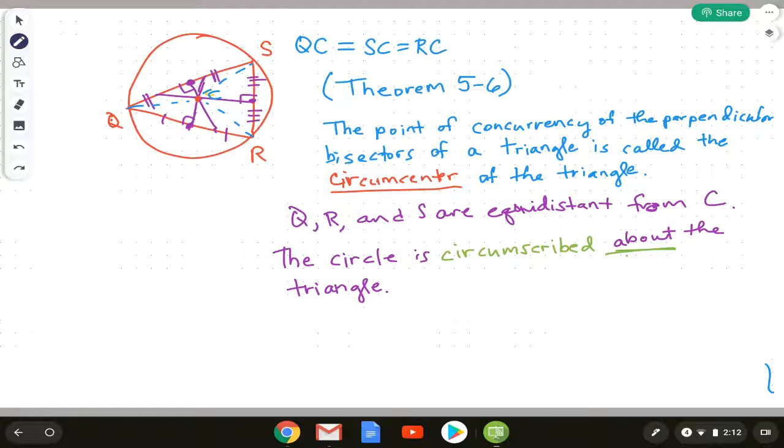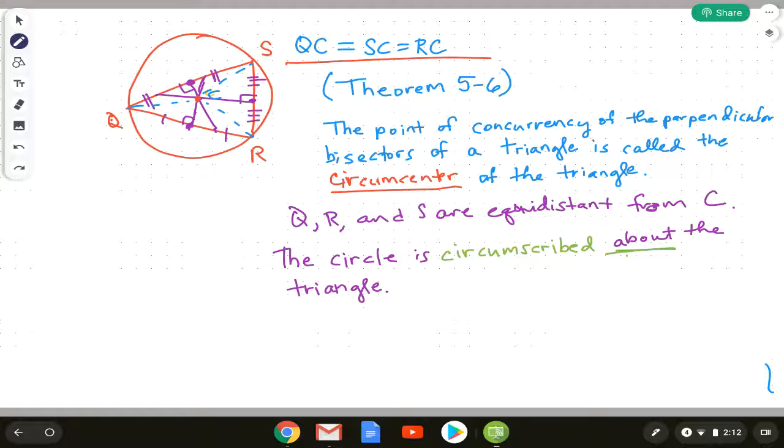Now Theorem 5.6 says that point of concurrency is equidistant from the vertices. So if I measured from C to S, that should be, wait a minute, yes. So S to C, I'm putting it in the wrong order. S to C, Q to C, and R to C. So from that point of concurrency to each vertex, those distances should be the same. And so that's what's written right here. QC equals SC equals RC. All right, so Q, R, and S are equidistant from C.